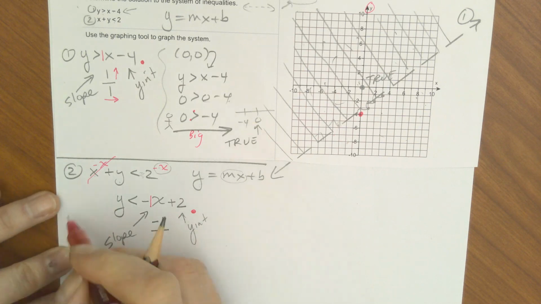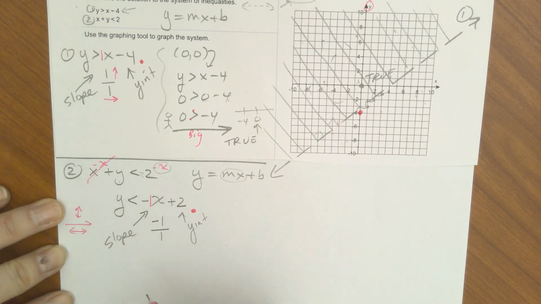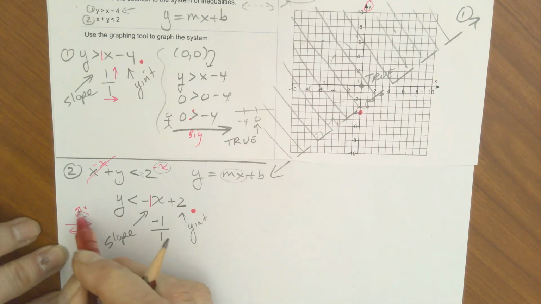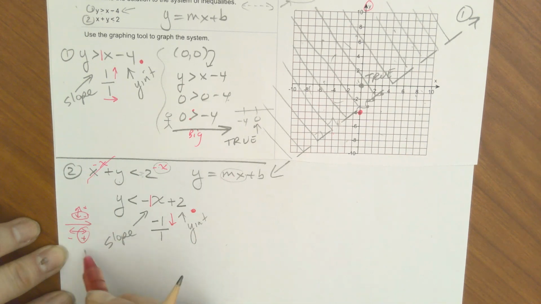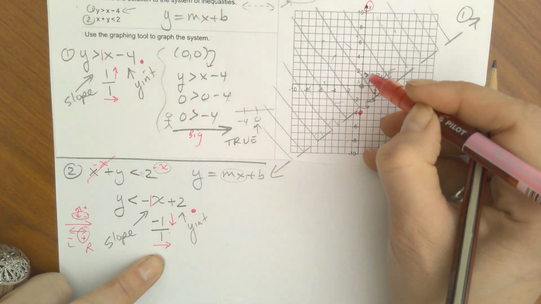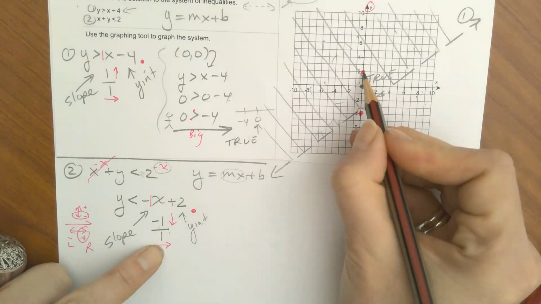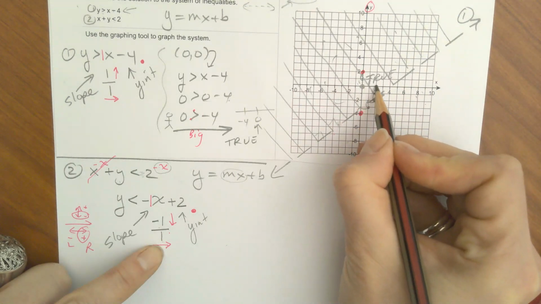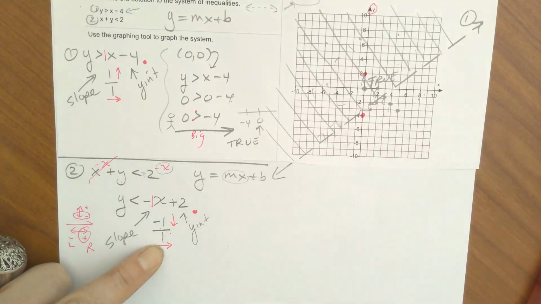Now this top number is always up, down, and the bottom number is left and right. Because it's negative, that means go down, and the bottom is positive, so that means go right. So we put a point at positive 2 on the y-axis, and go down 1, right 1, down 1, right 1, down 1, right 1, down 1, right 1, down 1, right 1. There, now I can see it.